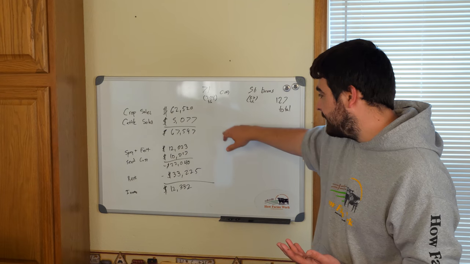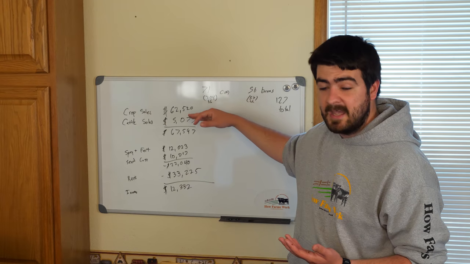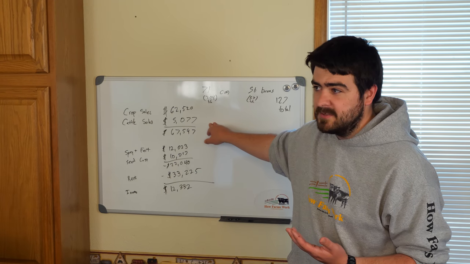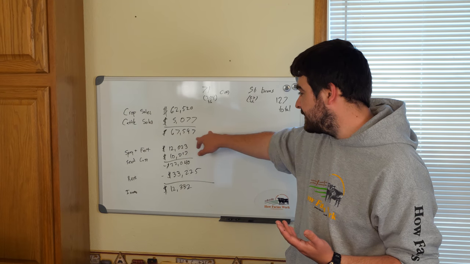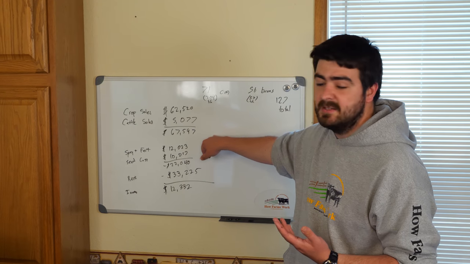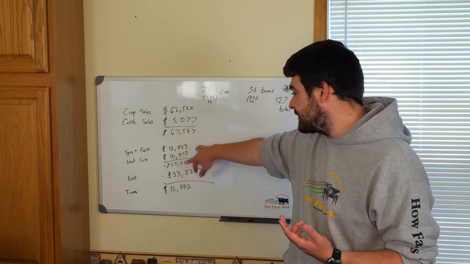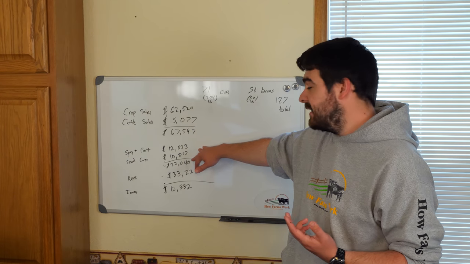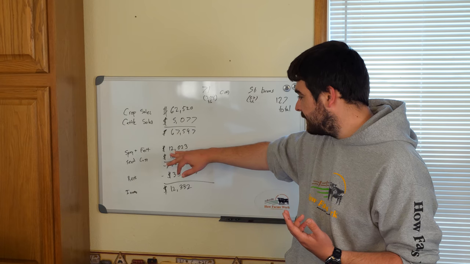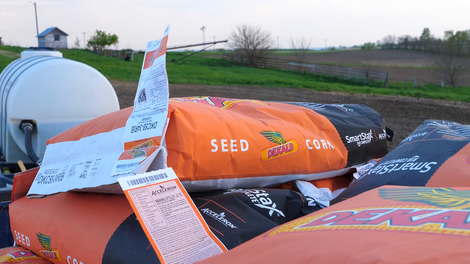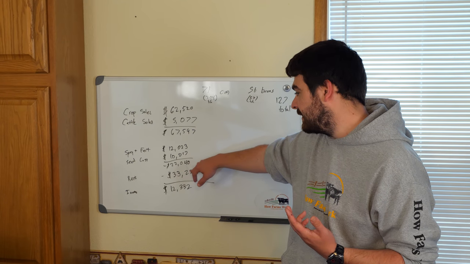So I had $5,077 worth of cattle sales last year. I have kept all of my heifers up until this year, and that brings me a total last year of $67,597 in sales. So last year my spray and fertilizer costs were $12,023. That includes the side dressing costs. My seed cost was $10,017, which brings me a total input cost of $22,040.